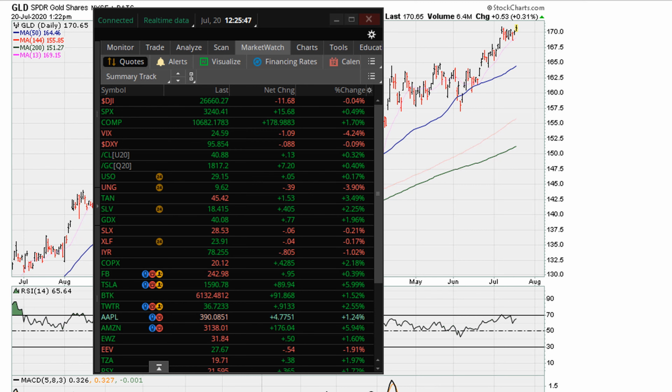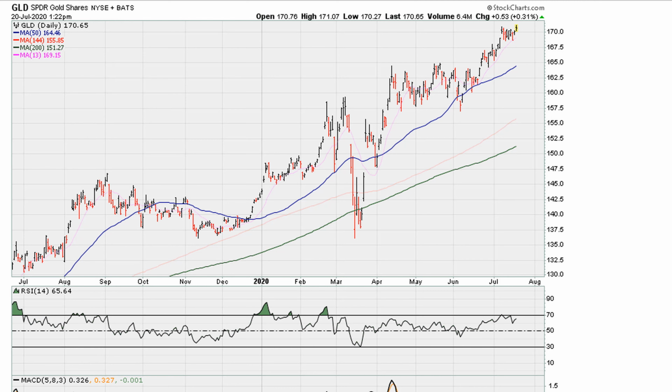Let's take a look at gold from the point of view of negative divergence. So we can see for today, being July 20th, 2020, that gold is pretty much trading at a 52-week high. Not all-time, but 52-week high right there with today's move. Just want to talk about the emergence, or the possibility of emerging, negative divergence.